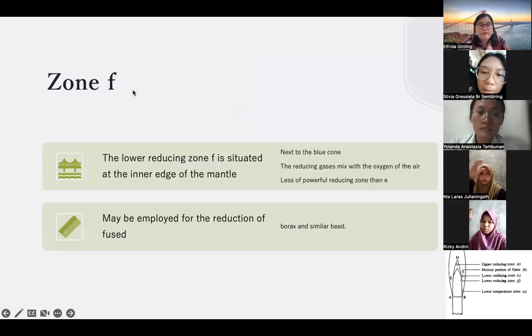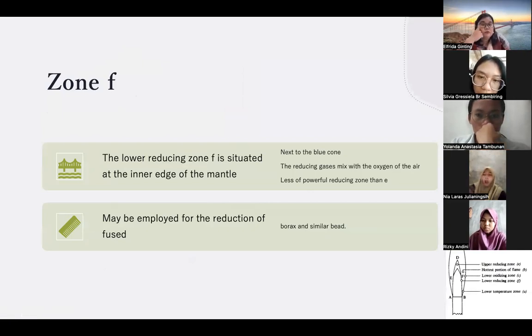Now, zone F. Zone F, you can see here, I put a small picture in here. F is the lower oxidizing zone. You can see the blue mantle is inside here, right? This is the blue mantle. So F is outside, on the edge of the mantle.